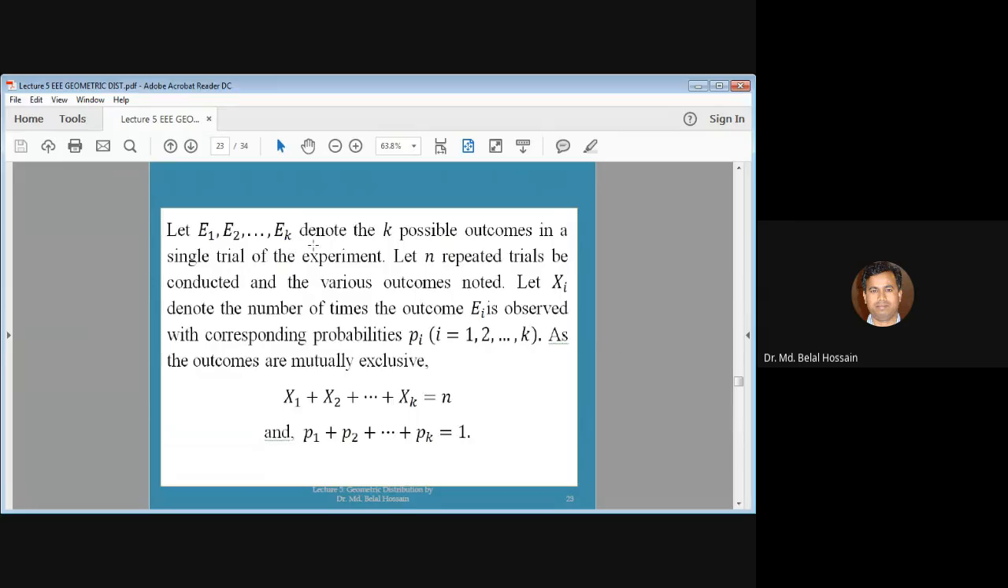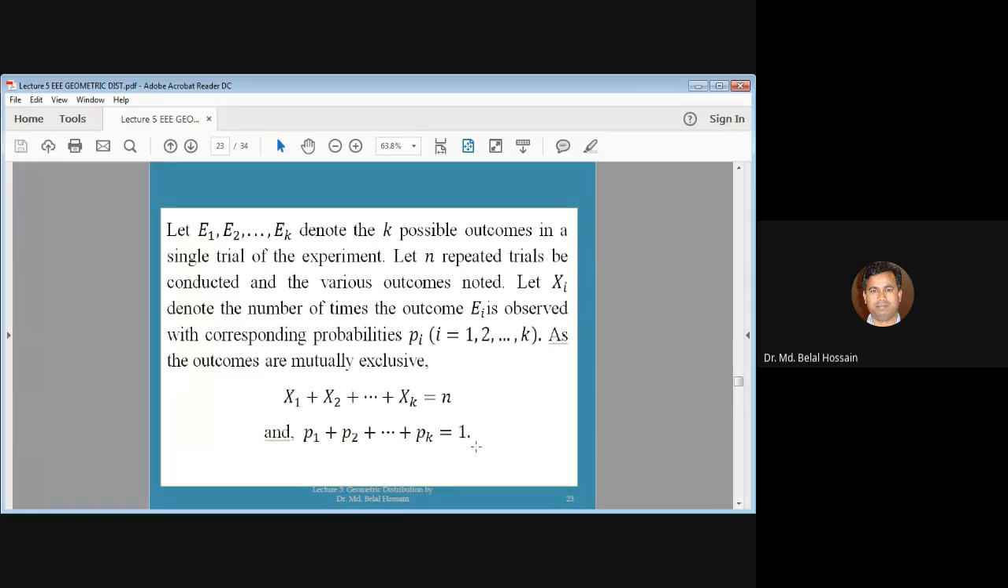Let E1, E2, Ek denote the k possible outcomes in a single trial of the experiment. Let n repeated trials be conducted and the various outcomes noted. Let xi denote the number of times the outcome Ei is observed with corresponding probabilities pi, i equals 1 to k. So here, as the outcomes are mutually exclusive, we have x1 plus x2 plus xk equals n, and as before the probabilities sum to 1.